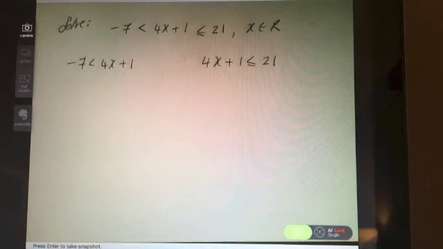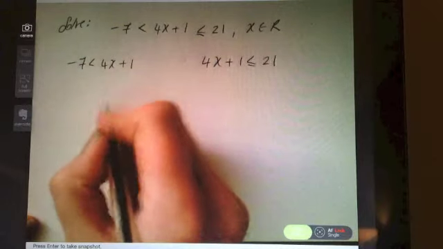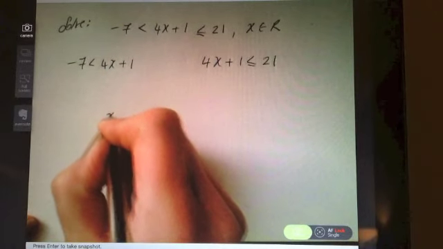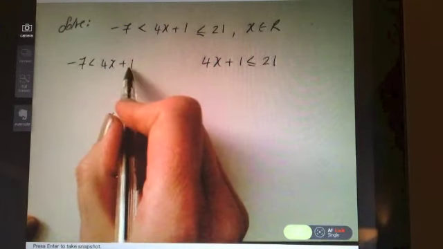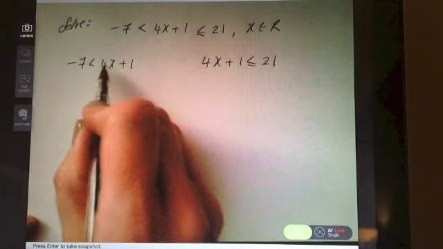Okay, so now let's solve. So we want to get x on its own. It happens to be on the right hand side, so we just want to get the x on its own on the right hand side, and so we want to get rid of the plus 1 and the 4 that's attached, in other words, being multiplied. Leave that always till the end.